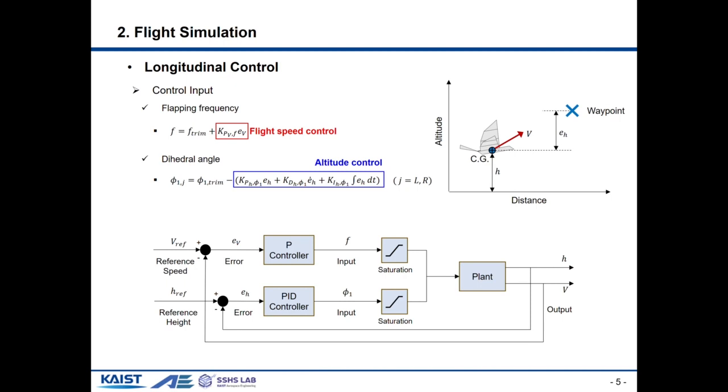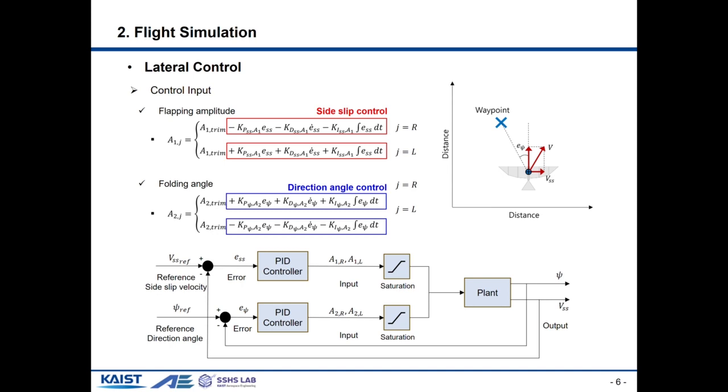PID control is applied for longitudinal control. Flight speed can be changed through flapping frequency, and the diagonal angle is used for the altitude. In lateral control, side slip velocity and direction angle are main factors. Each of them is controlled by adjusting flapping amplitude and folding angles.